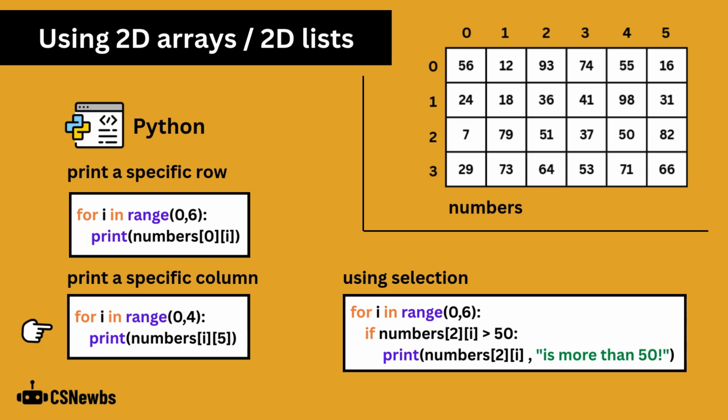A similar concept is used to print a specific column. The row bracket uses the loop number and the column bracket is given the column to lock. So, printing i, 5 would print [0, 5] for 16, [1, 5] for 32, [2, 5] for 82, and [3, 5] for 66. The using selection example goes through a row with an index of 2 and checks for values that are greater than 50. So it would print the numbers 79, 51, and 82.